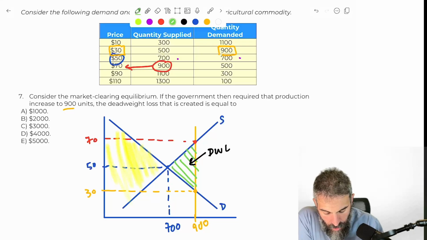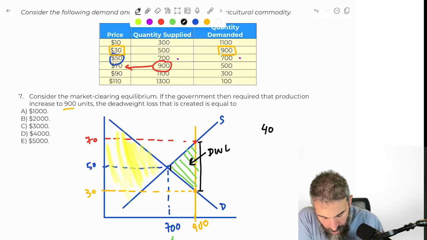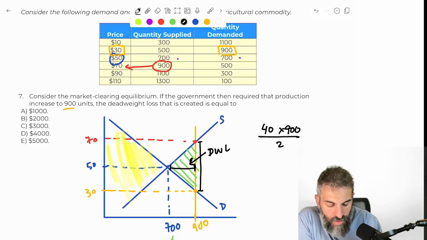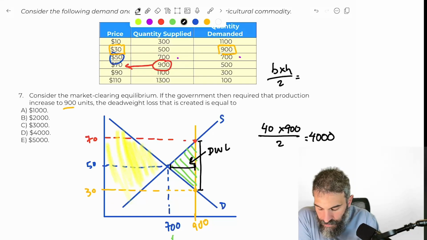So now we're just going to do a bit of geometry. We have a triangle where the base, we'll call it, is from 70 to 30. 70 to 30 is 40. The height, we'll say, is from here to here. So that's 200 because it's 700 to 900. So 40 times 200 divided by 2. So I'm doing base times height divided by 2. And that should give you 4,000.